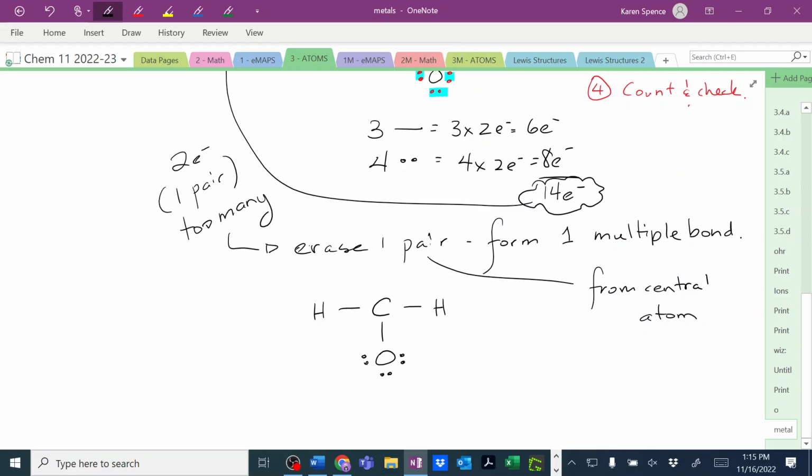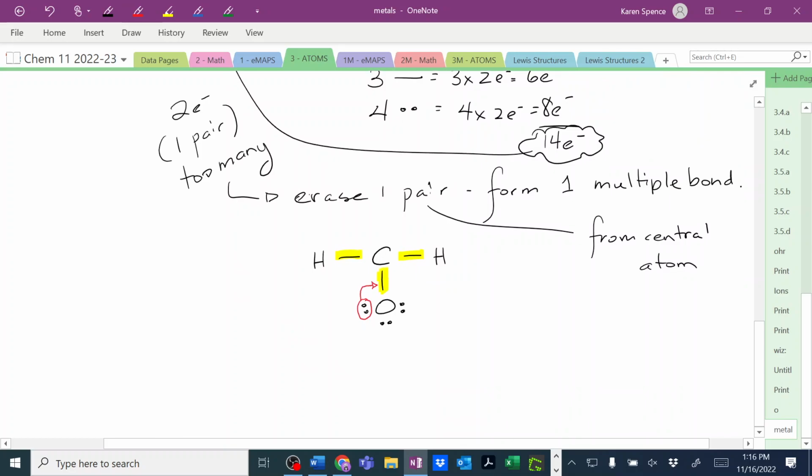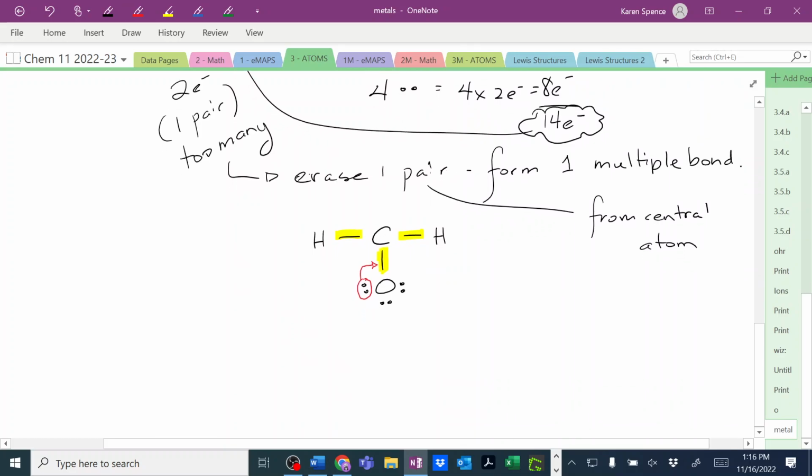Now how many electrons does carbon have at this point? 2, 4, 6. Carbon needs to have 8. So oxygen is going to be super kind. Oxygen is going to say, I will give 2 electrons and turn those into a bond so that I can have them and carbon can have them as well. So instead of having a single bond there, I'm going to have a double bond with that pair I just moved in.